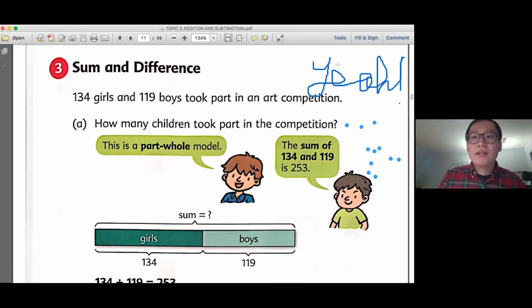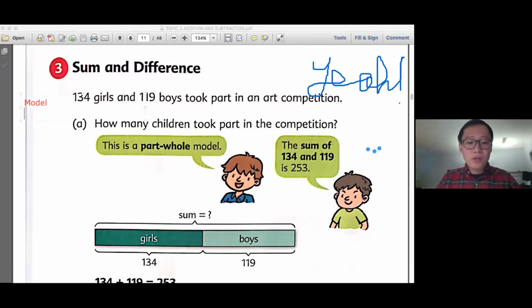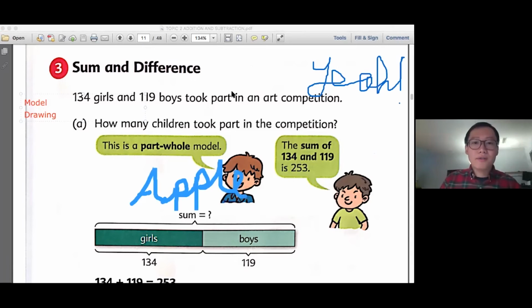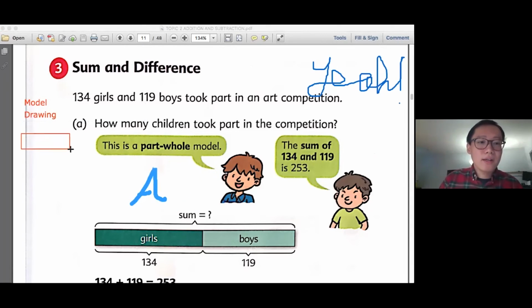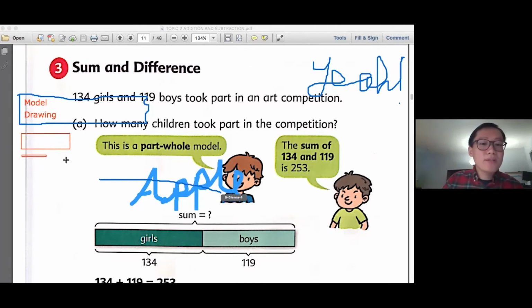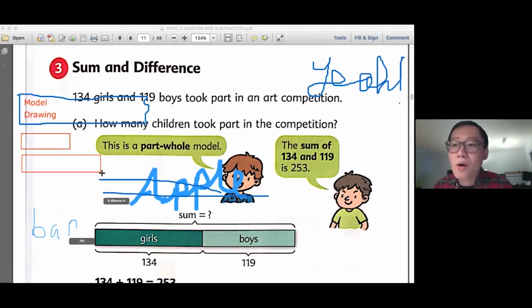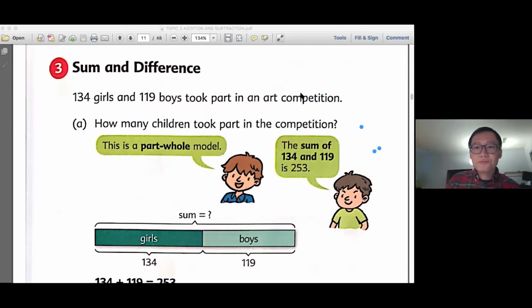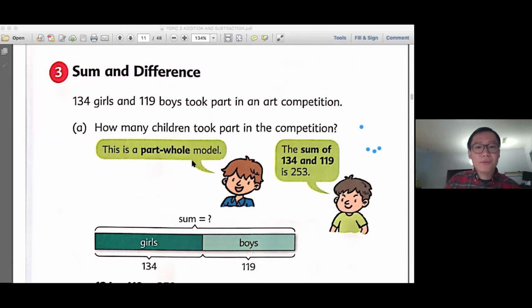Okay. So let's see, how do we write model drawing? M-O-D-E-L, model, drawing, D-R-A-W-I-N-G. So model, we're not drawing a fashion model, right? We're not drawing a person. By model, we simply mean bars. We draw different bars. If a number is small, we draw a small bar. If a number is big, we draw a big bar. That's all we mean by model drawing, right?